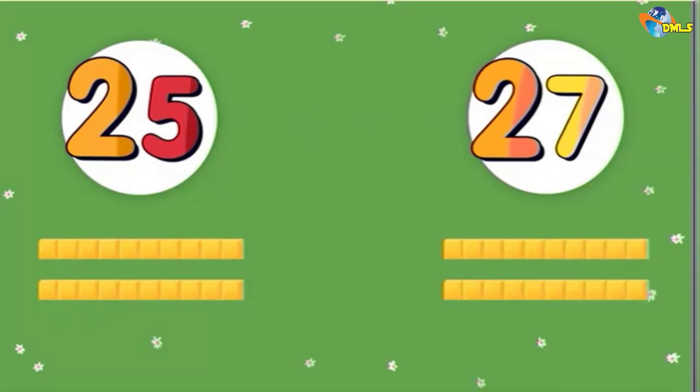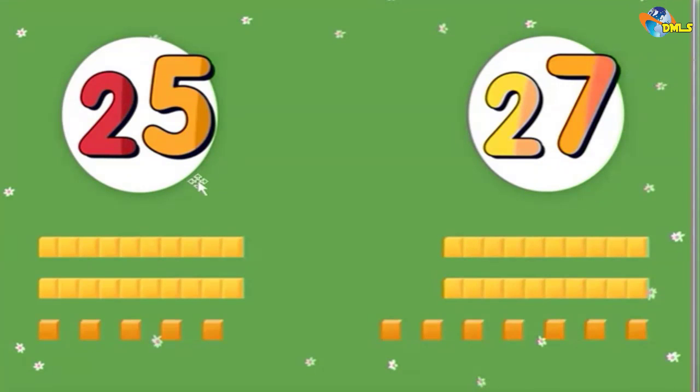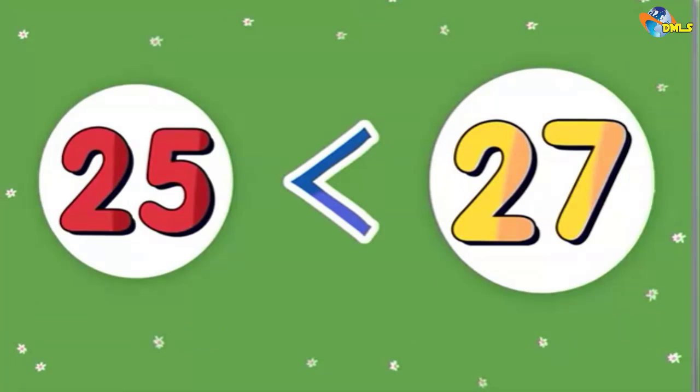Of course not. We have to look at the ones. How many ones here? We have 5 ones. And how many ones here? We have 7 ones. So, which is greater, 5 ones or 7 ones? For sure, 7 ones is greater. So we can say that 25 is less than 27.